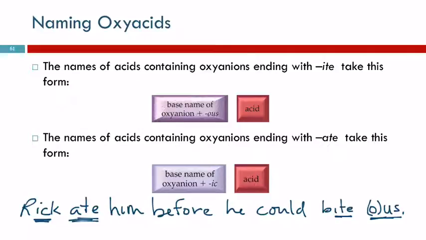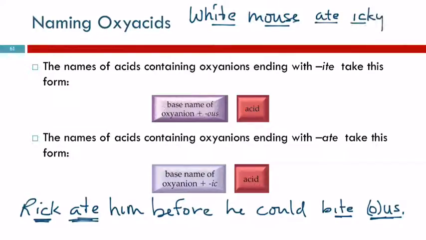There's another one I've seen. The white mouse ate icky cheese. White mouse. There's the us. Ate icky cheese. So I'll tell you about that one, but that's not one that I usually use. So ite and us go together. Ick and ate go together.